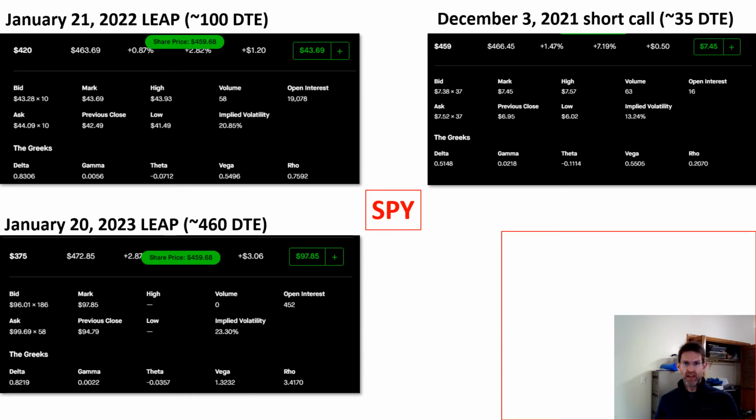So we'll compare two poor man's covered call setups on the S&P index fund, or SPY. In both cases, the short call is at the money and has 35 days to expiration. We'll compare two different expirations for the leap. The first is my typical setup, about 100 days to expiration and 83 delta. The second is also about 82 delta, but it expires a year later, so about 460 days to expiration if you're counting non-trading days.